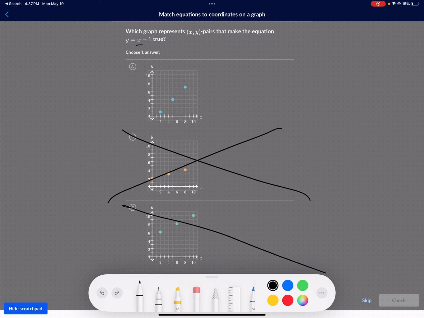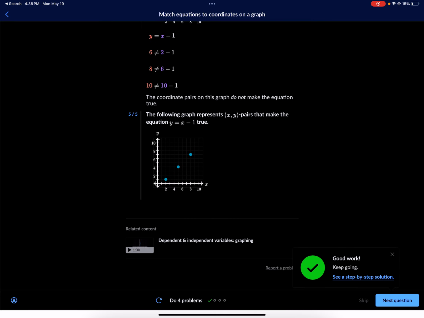We know it's not going to be c either, because if we take a look at this, we can also do our theoretical slope, rise over run. So we go right 4, and then we go up 2. So the run is 4, and the rise is 2. So this is a slope of 1/2. But that's not equal to 1, so it's not C either. A is our only option here.